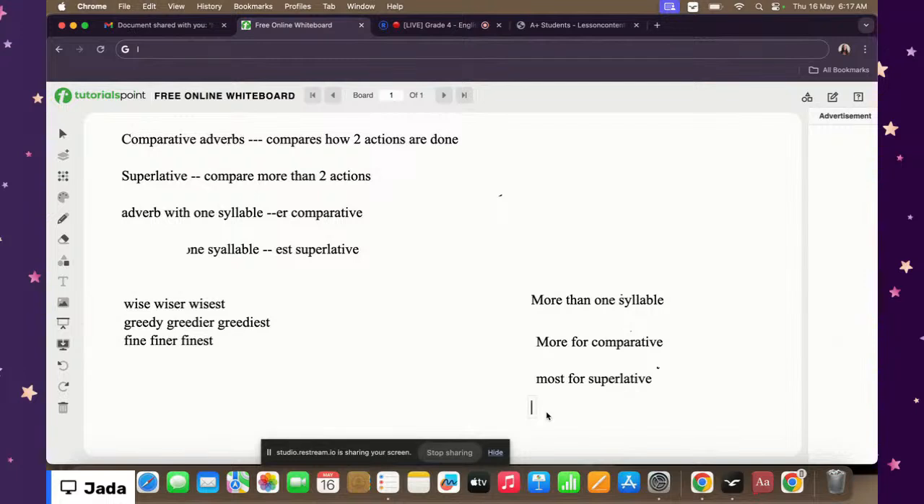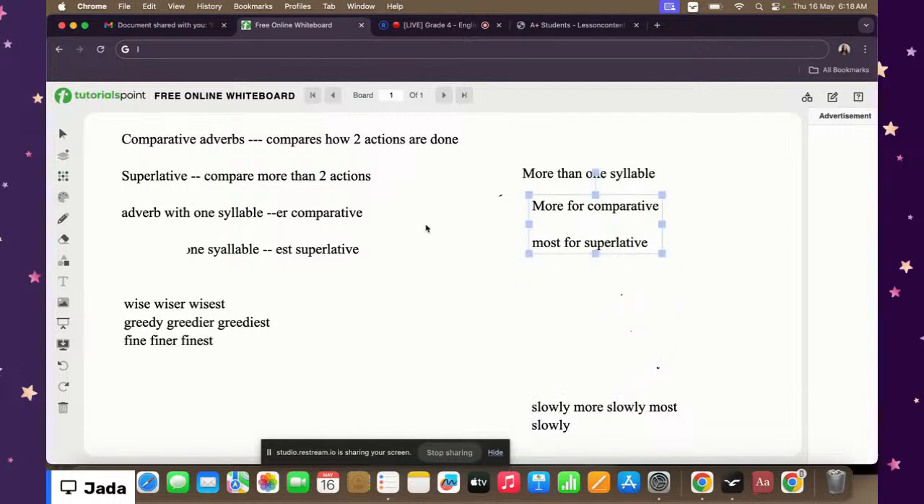So I'll give an example for more than one syllable words. You can have slowly, more slowly, and most slowly, like this. You have slowly, more slowly, most slowly, like that. Okay, so this is what you have. Slowly, more slowly, like that. So this is it when it is more than one syllable, okay?